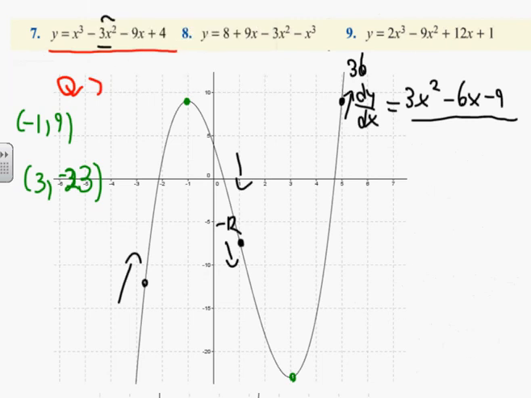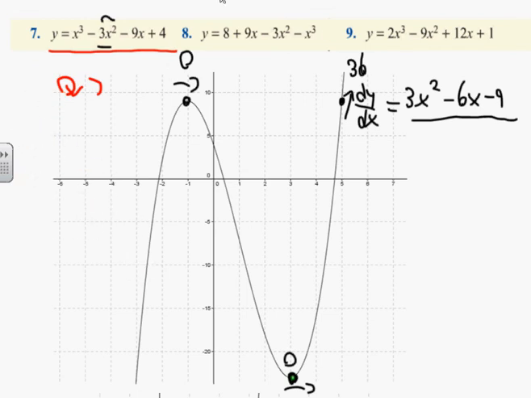The next part after that, guys, is you'll notice that at the very top, where the turning points take place, there is no slope. The slope is now 0 because it's not going up or down. So what that means is that the slope has to be 0 at this point. So we say our slope equals 0. So we have 3x squared minus 6x minus 9 equals 0.